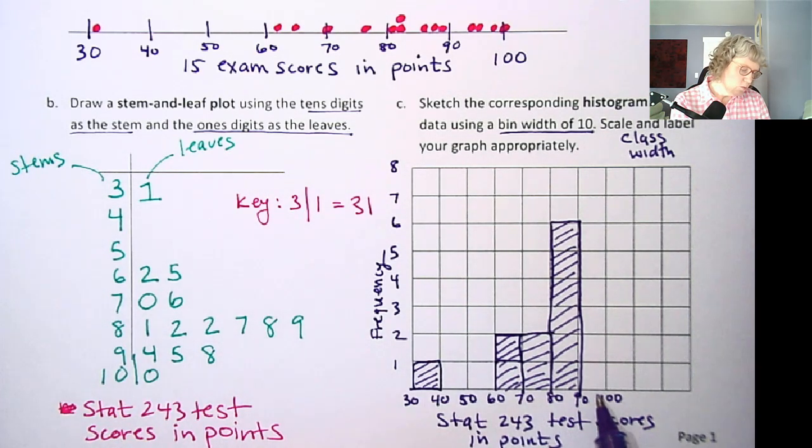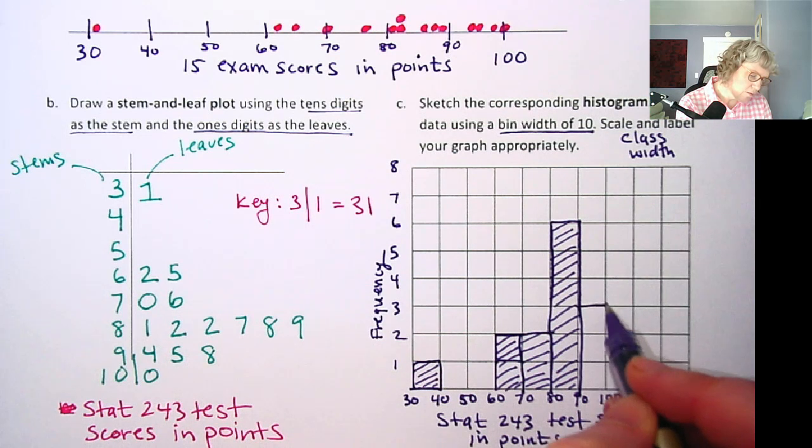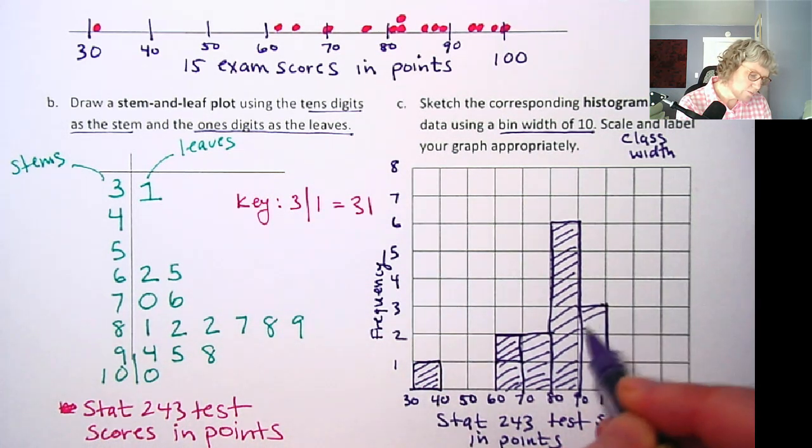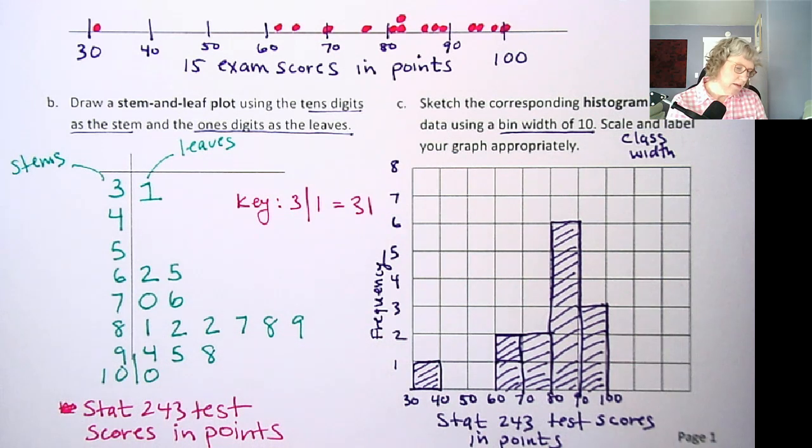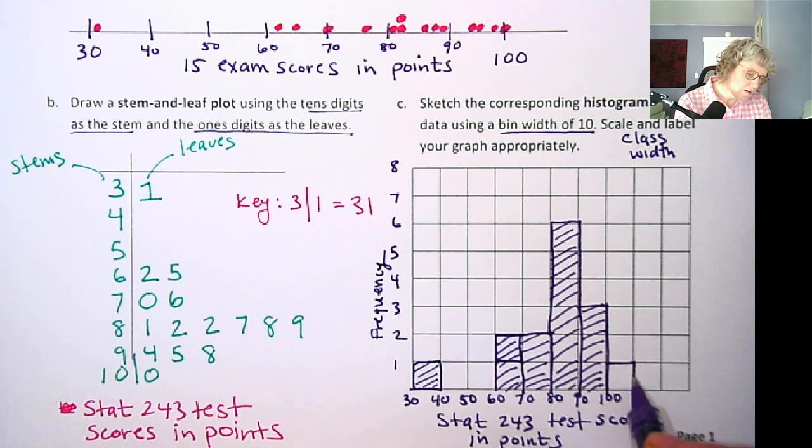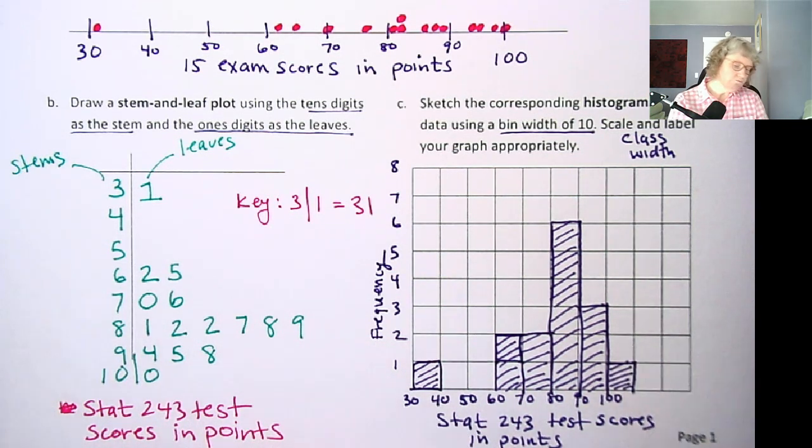Now the next one is the 90s. So we have 94, 95, 98. So there's 3 in that bar. And then we do have 100, which I'm assuming is a perfect score. Now this is what can look a little funny to people. Remember I was saying how if it's at that right endpoint, it goes into the next bin. So this kind of looks like the scores go up to 110, but that's not necessarily the case.